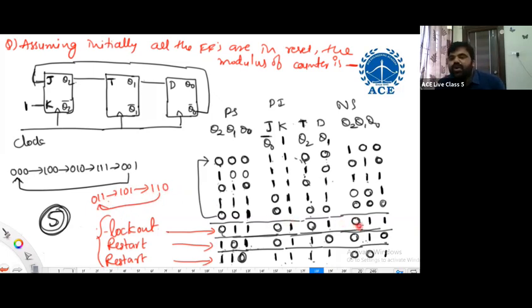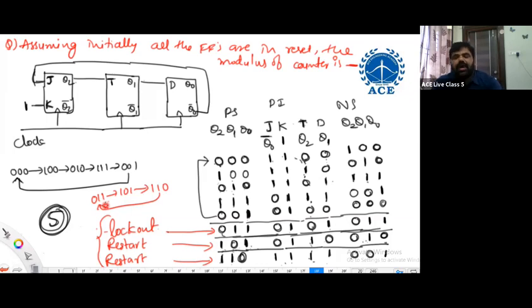Need not be 011 only; this is just an example I'm mentioning. If the counter is going through unused states only, then it is called lockout. May not be only one state. People may be assuming that 011 must go to 011 only, or that 101 means the next must be 101. I did not say this. If the counter is going through unused states only, then it is called lockout.